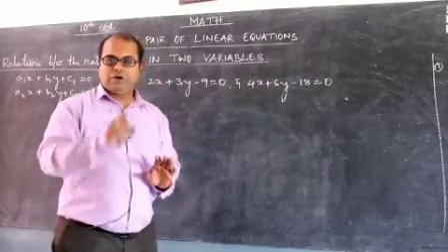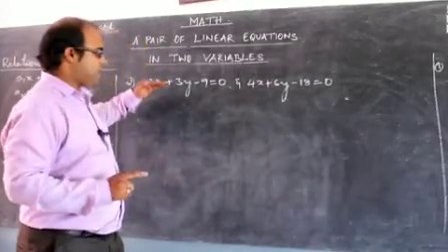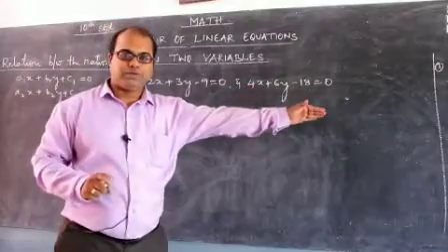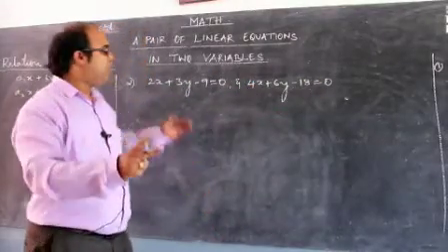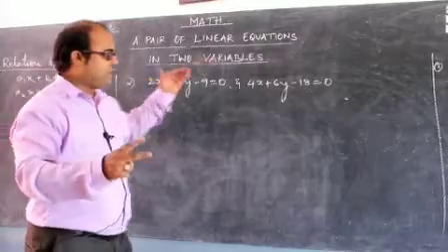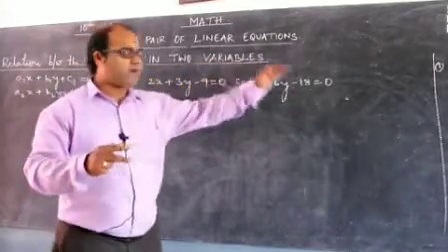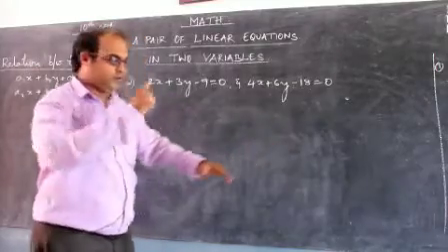What we have to do? First step, we have to identify the values of A1, B1, C1, A2, B2, C2. Second step, we have to find the ratios of A1 divided by A2, B1 divided by B2, C1 divided by C2. Okay, so we will follow the first step.